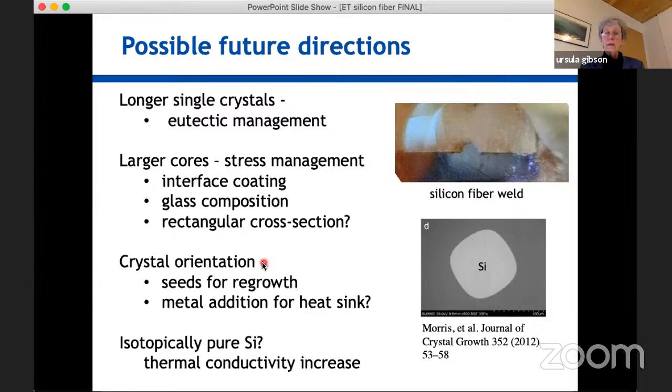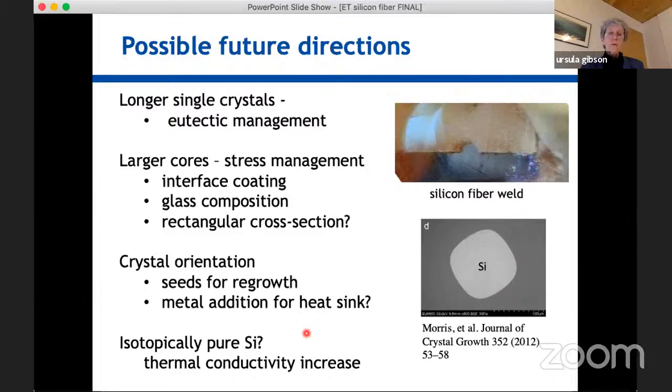The crystal orientation will affect the thermal conductivity, and we've had a little bit of success using seeds for regrowth when we draw the second material through the core. And if it were desirable, we could leave some of the metal in the core right at the end so that you could use that as a thermal connection up at the top, for example. My ignorance is leaping to the fore here.